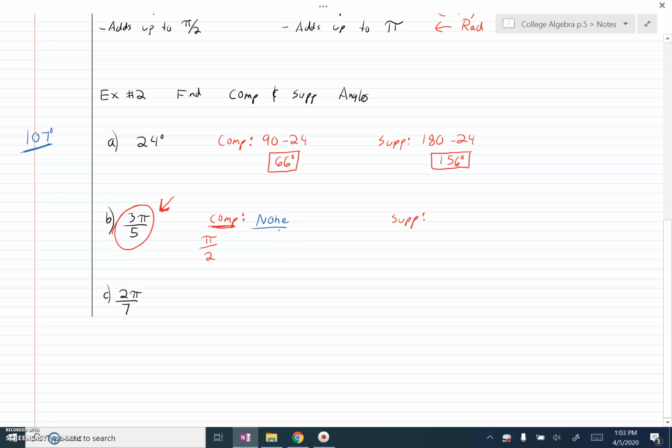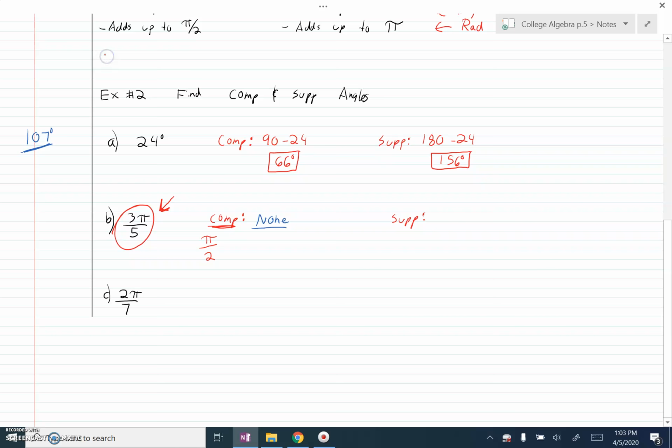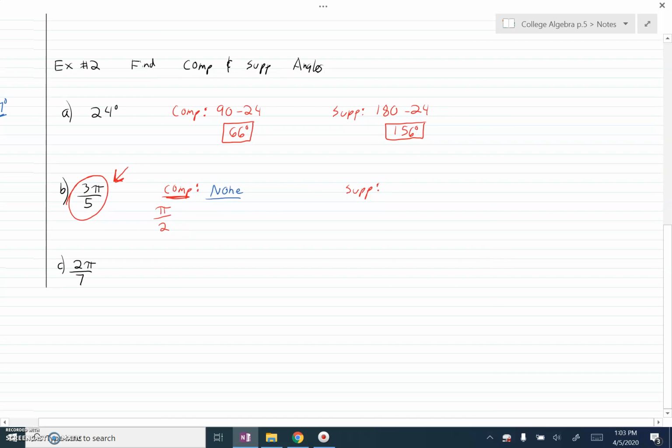Okay, supplementary we can do on this one, because if I'm looking at supplementary, it has to add up to 180 degrees or pi. So how I like to think about this problem, just to think about what's going on, is I know it has to be 3 pi over 5 plus something has to equal pi. Some of you can probably do this in your head, because you have to add up to 180 degrees or pi.